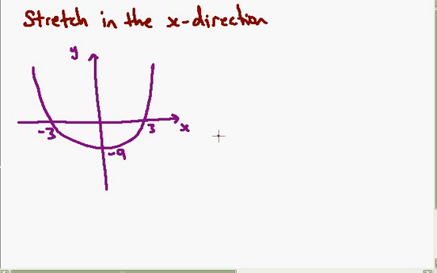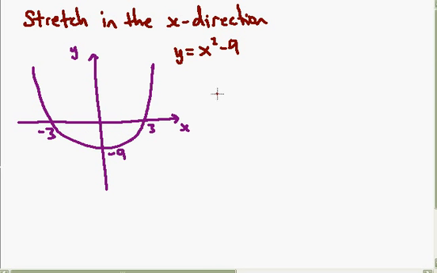Okay, the final type of transformation that we're going to be looking at are stretches, and they can come in two forms. They either come in the y direction, or in the x direction. First of all, we're going to have a look at a stretch in the x direction. I think it's best to do it through example, and this is the graph of y is equal to x squared minus 9. As you can see, the intercept is minus 9, and it passes through 3 and minus 3 on the x-axis.